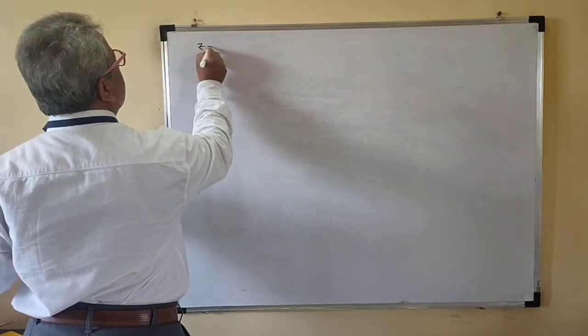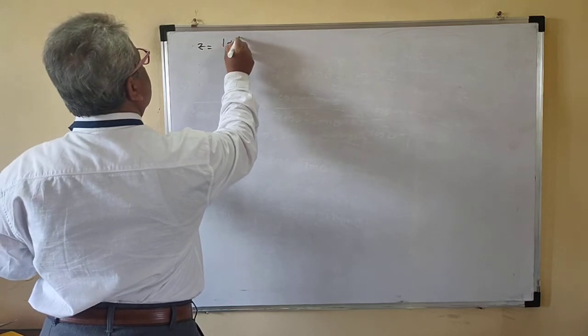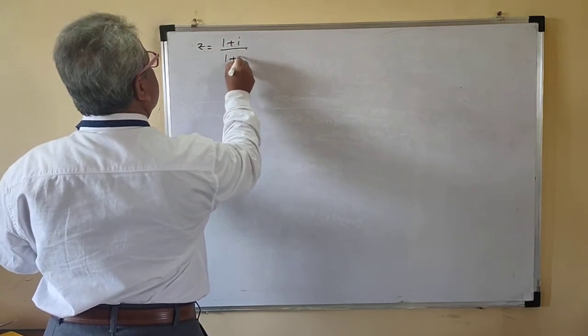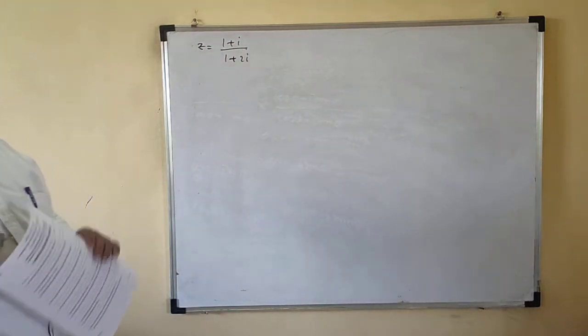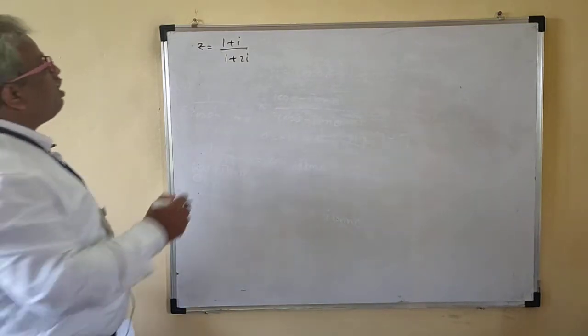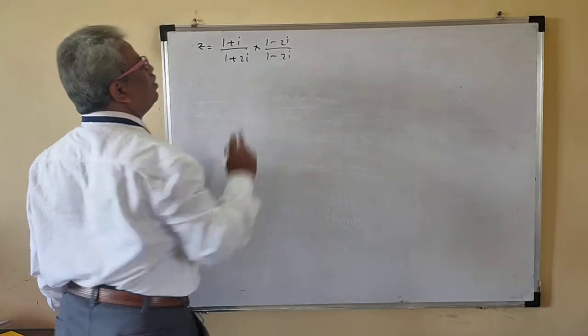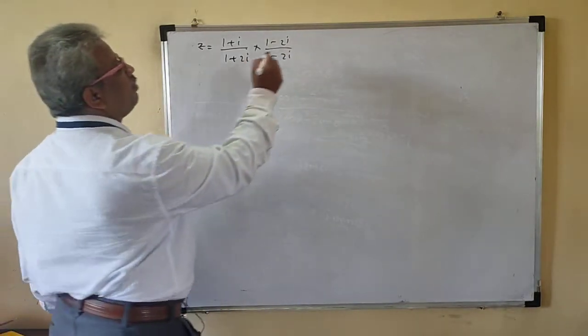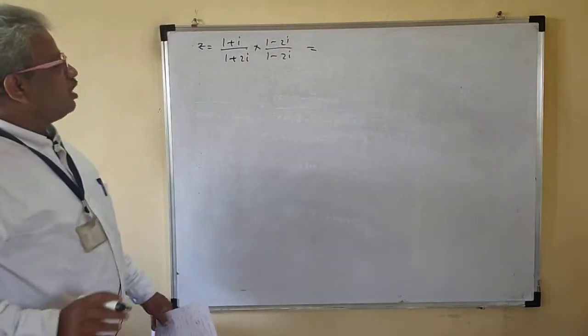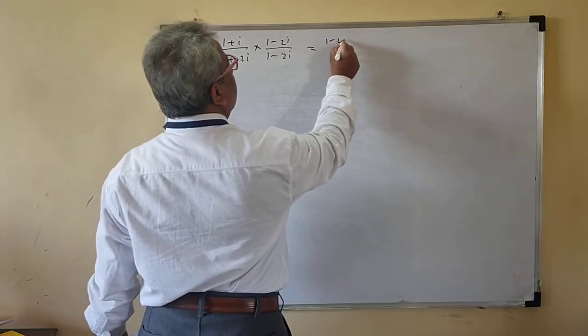Suppose your z is equal to (1 + i) upon (1 + 2i). So you want to find the real part and imaginary part of this. So what do you have to do? You have to multiply and divide by the conjugate of the denominator. Okay, just multiply the numerator by 1, so this is 1 minus 2i.